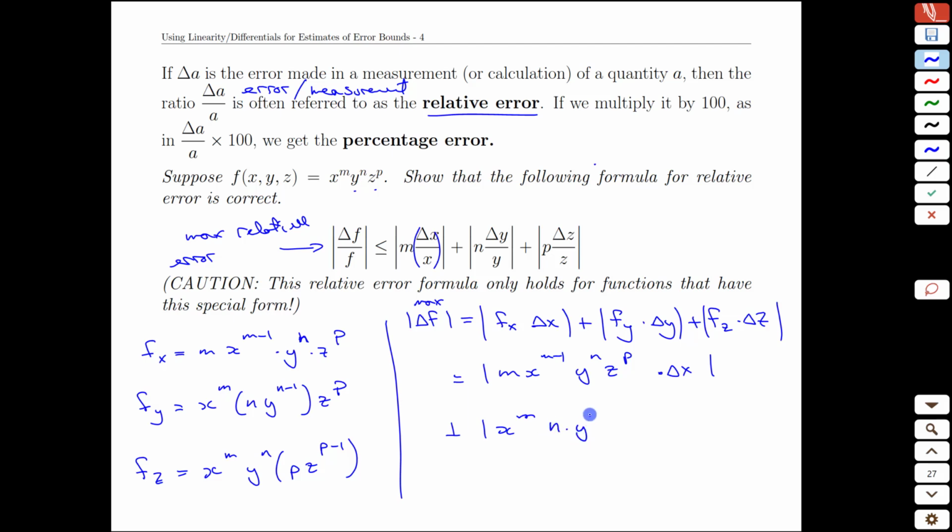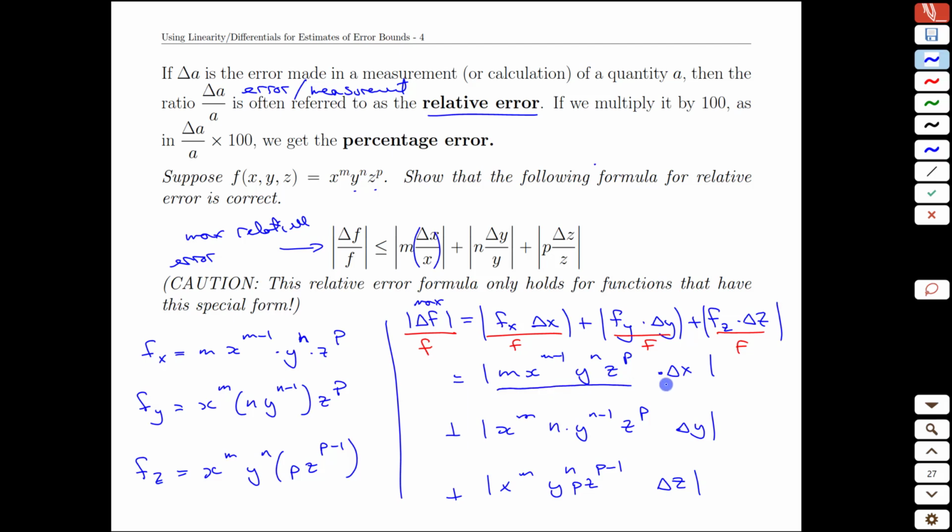n times y to the n minus 1, z to the p, delta y, and x to the m, y to the n. This feels very abstract, but we're getting there. p z to the p minus 1 delta z. And we do all of that with the intent of then dividing through by f. Why do we want to do that? Well, we have to have that to talk about relative error on the left-hand side. And what that means is we're going to divide each of these through by f as well. We can't just do it to one side, we have to do it to both.